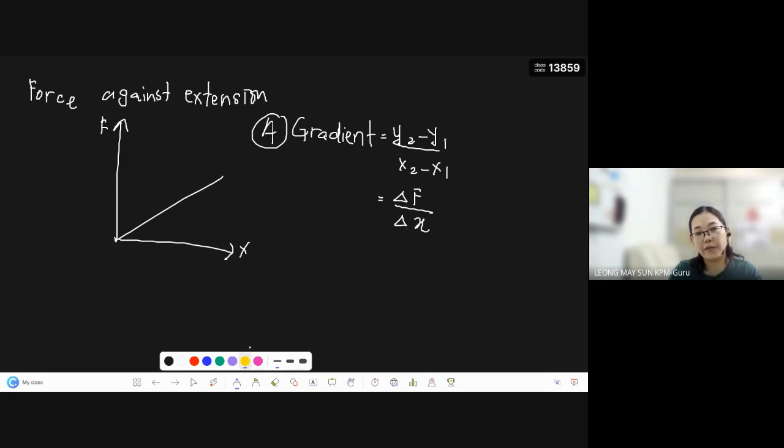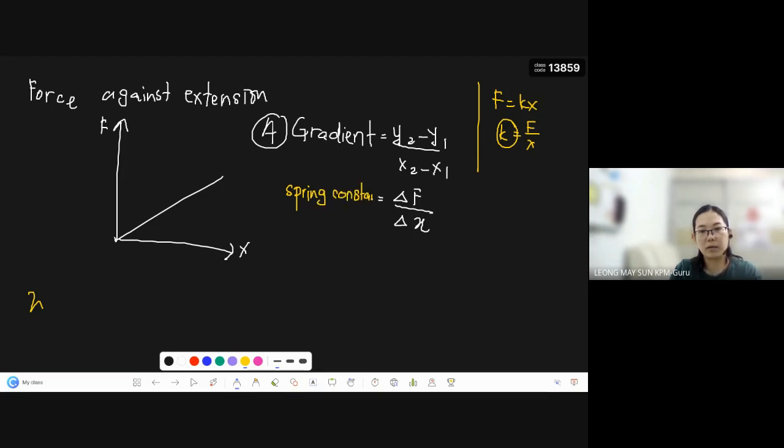But in terms of physics, how are we going to analyze? The y-axis is the force and the x-axis is our extension. So when we take Hooke's law formula, F equals kx, and rearrange this equation, F over x is the spring constant k. So the gradient for a force against extension graph is the spring constant.